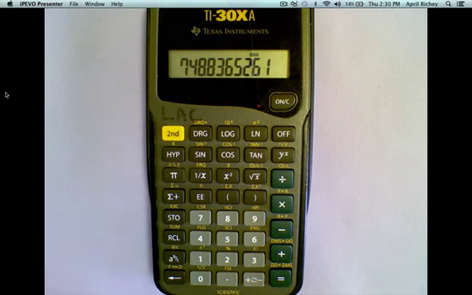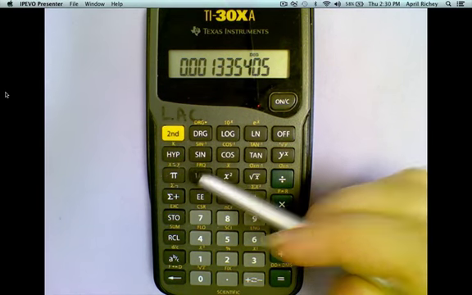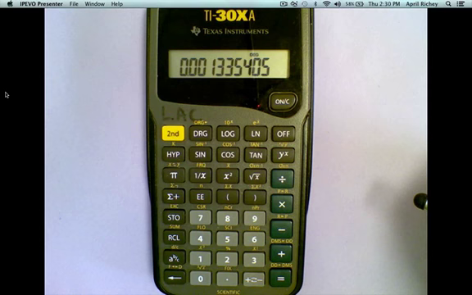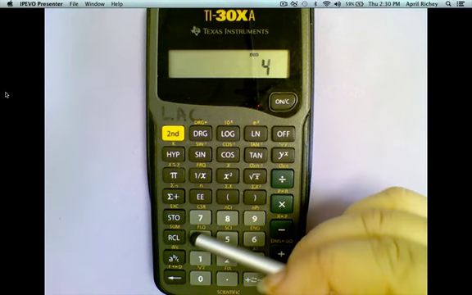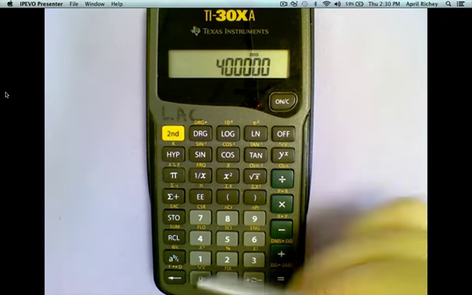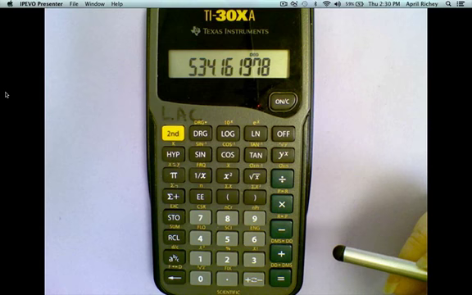Now I need to raise this to the negative 1 power, so I'm going to use my reciprocal key. And that gives me 0.00133. Now multiply this by 400,000. And that gives me 534.1619, and that decimal continues on.